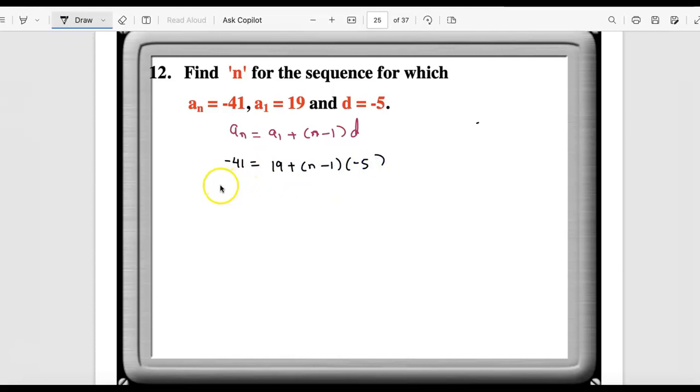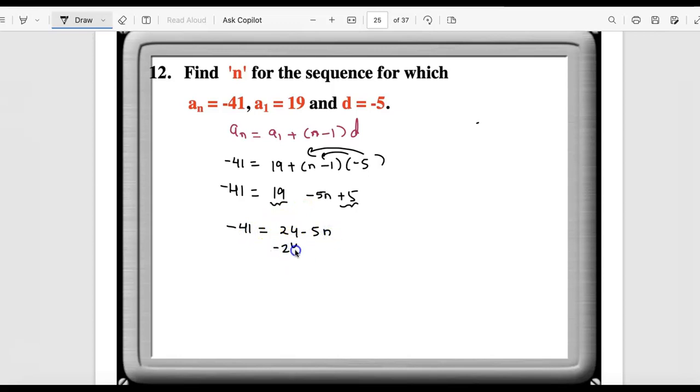Okay, so this is your negative 41 is equal to 19 plus, and I will use what? Distributive property of multiplication. This will give me negative 5n and plus 5. So let me go ahead and erase this plus from here to avoid any confusion. What I can do over here is work out with these two. So this is your negative 41. That's your 24 minus 5n.